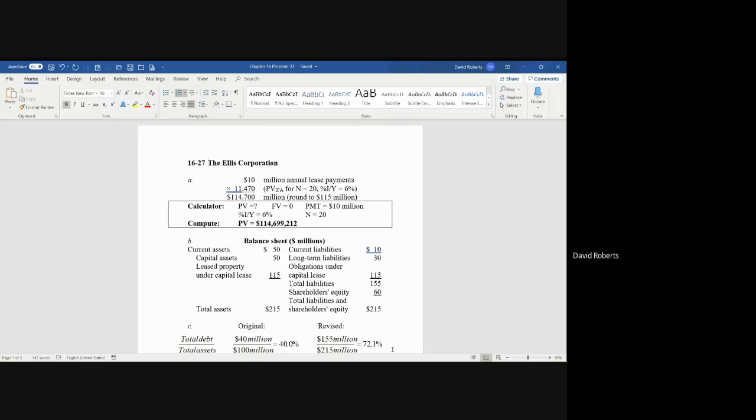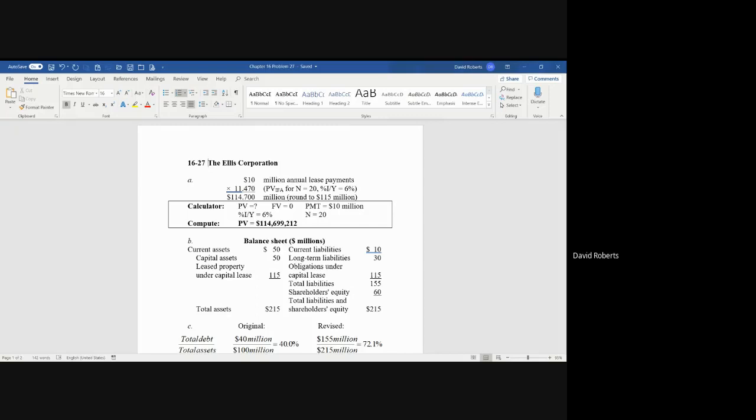You can see that they've used the tables, which we do not use. They've also found the present value of the lease using your calculator. The payments of 10 million, interest rate of 6%, and N is 20. Be careful to make sure that your calculator is on begin mode for this particular problem. And you can see it's 114,699 and 21, which they have rounded to 115 just for simplicity's sake. So in Part A, they find the value of the lease is worth basically close to $115 million.